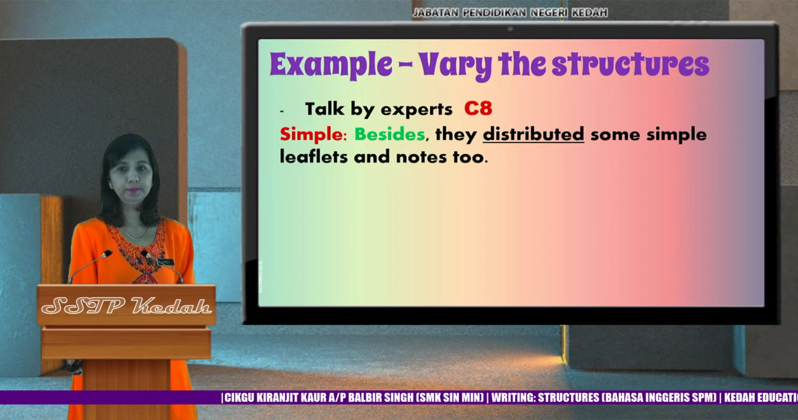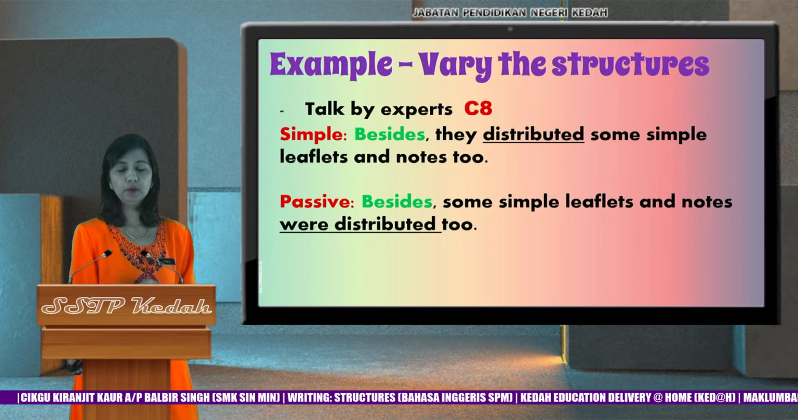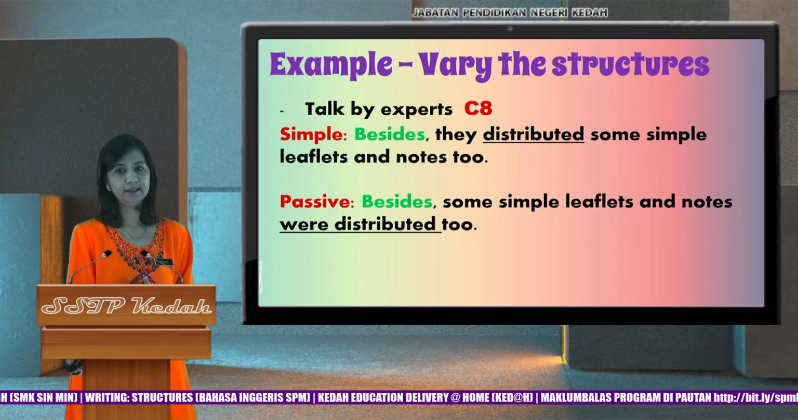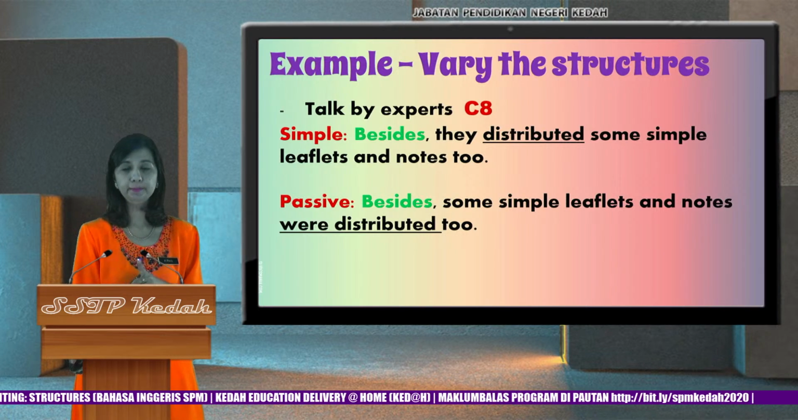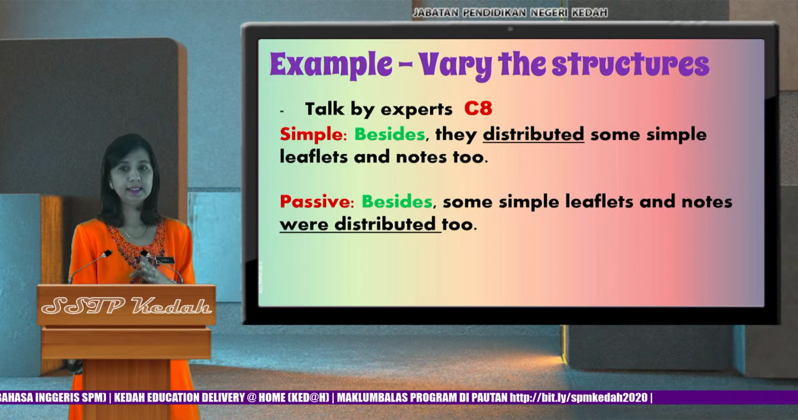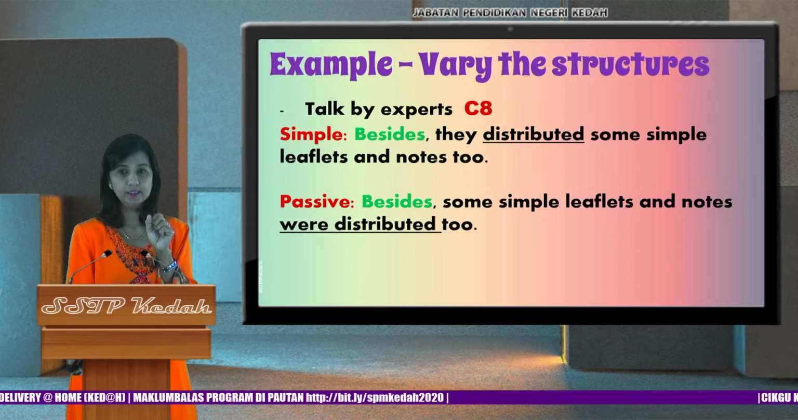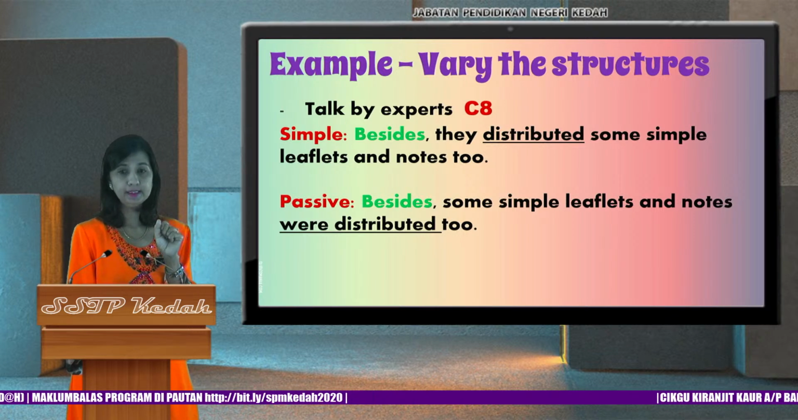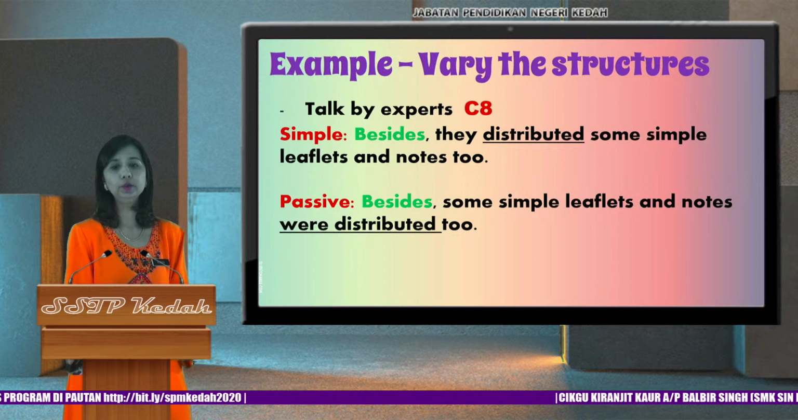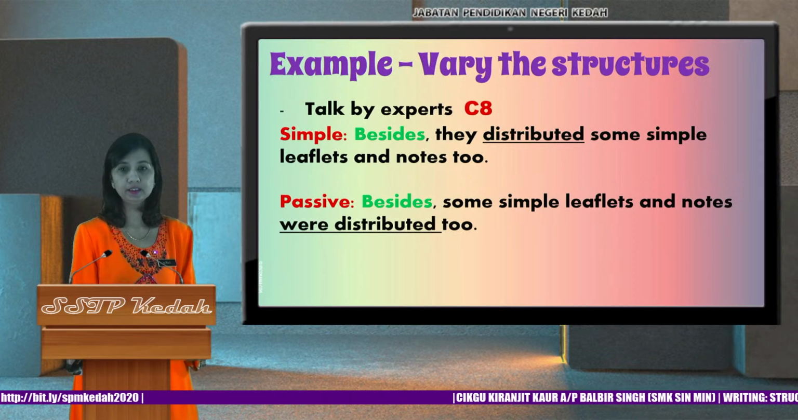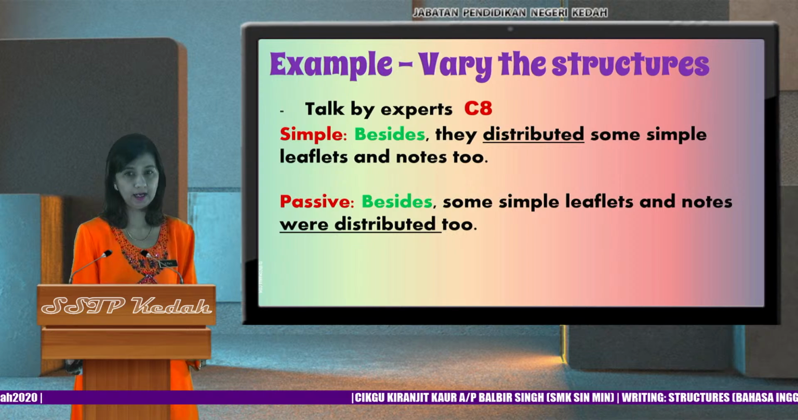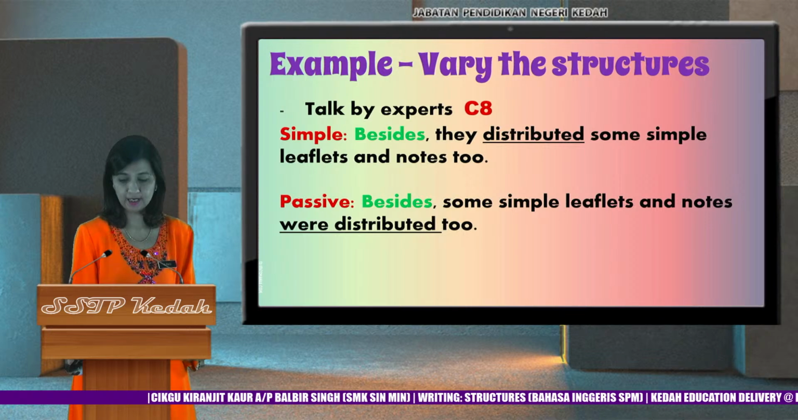Besides, they distributed some simple leaflets and notes too. So if you want to change this to a passive structure, look at the object. Besides, they distributed some simple leaflets and notes too. So simple leaflets and notes, these are the objects. Okay, so you bring that to the front. Besides, some simple leaflets and notes were distributed too. We are using were because it's in the past, number one. And number two, they are in plural form, more than one. Okay?